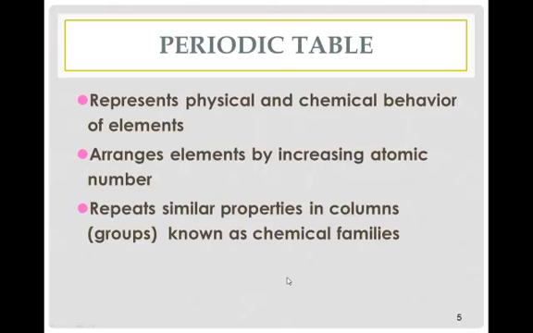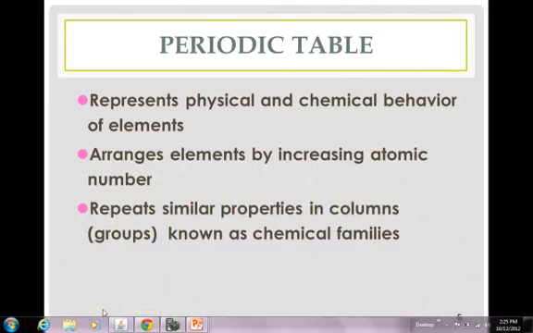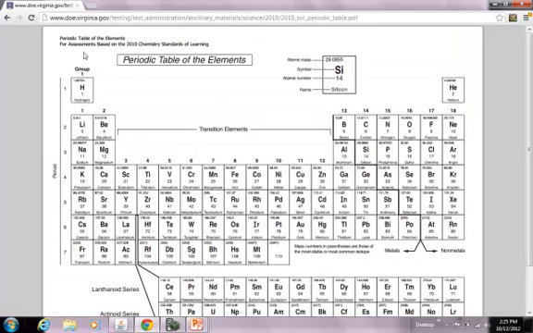Okay, so if we look at our periodic table again, we'll see that the periodic table represents physical and chemical behavior of elements. So they're arranged by increasing atomic number. That's what I just showed you. So if you look at groups, those would be the columns. So if we look at our columns, we'll see they're right here. This is a group. This would be group 2, and so on. Okay? So everything in group 1 would have very similar physical and chemical properties. The same as everything in group 18 would have very similar chemical properties.